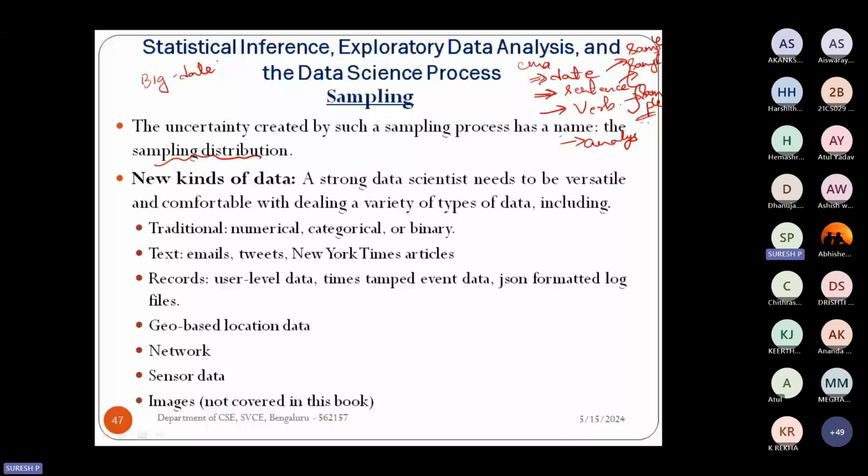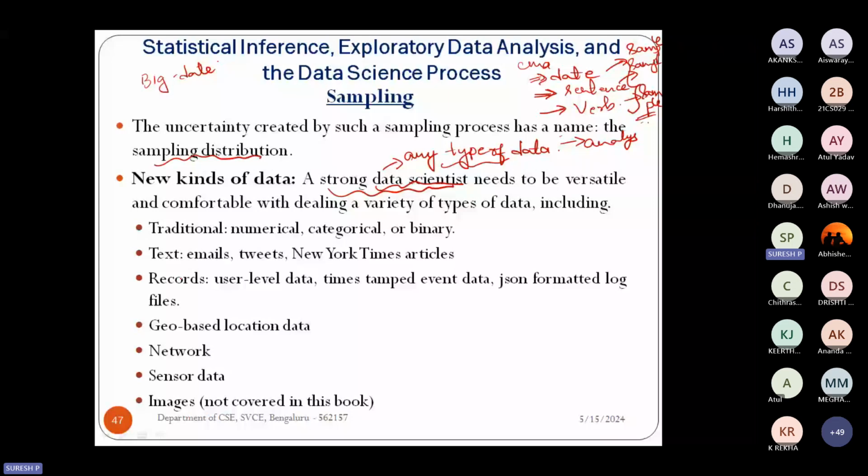What should be the role of a data scientist? A strong data scientist needs to be versatile and comfortable with any type of data he is dealing with. A data scientist needs to be versatile and ready to deal with any type of data, supporting any variety of data. Here, if you go with the different types of data which are available, they are differentiated depending upon the types of data which you are going to use.